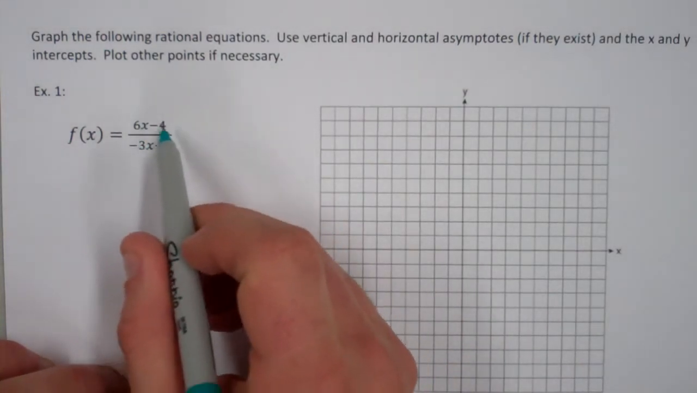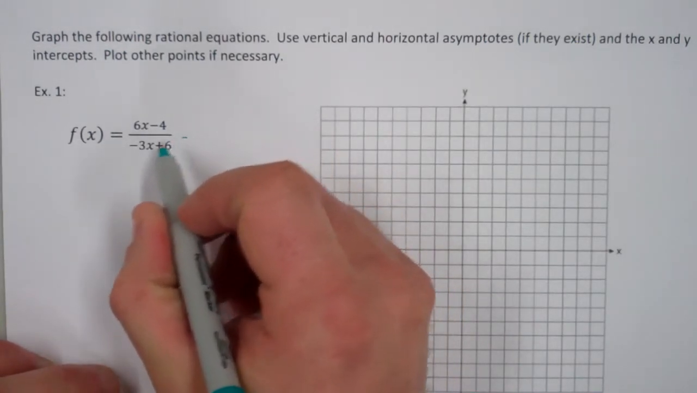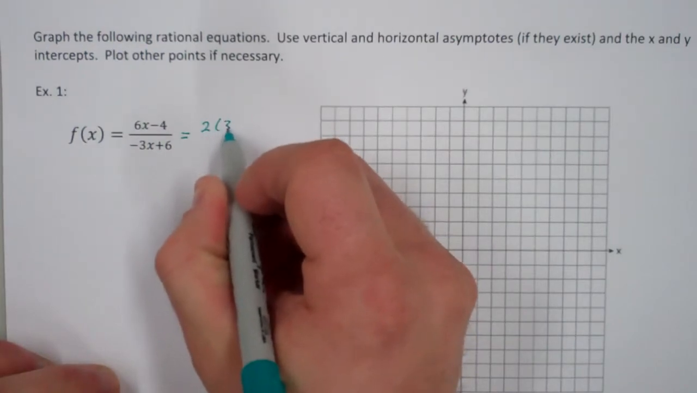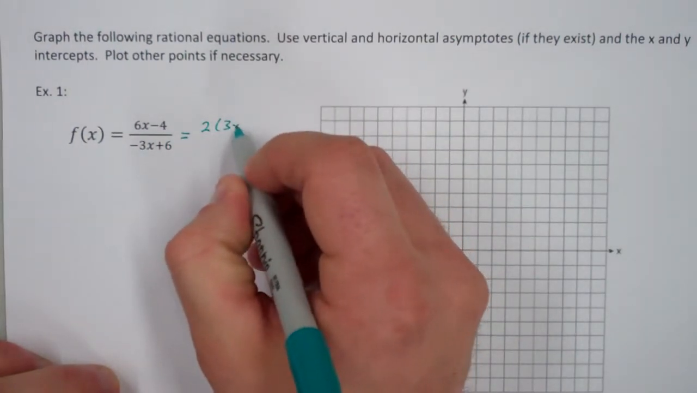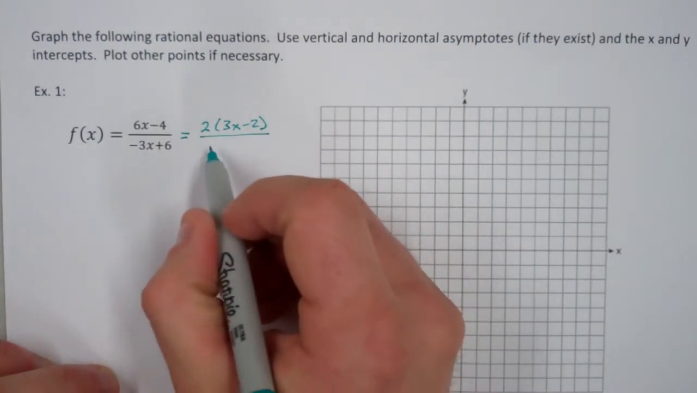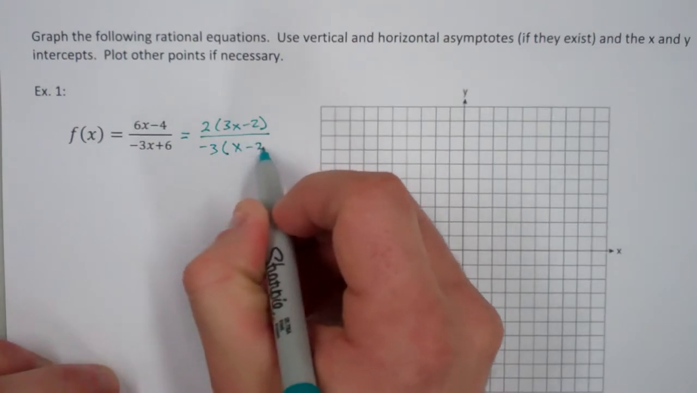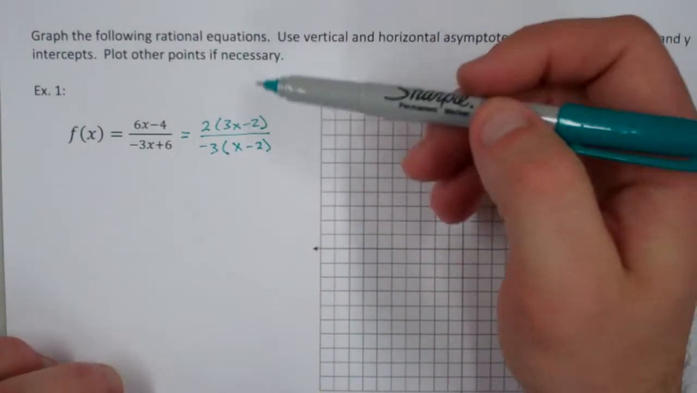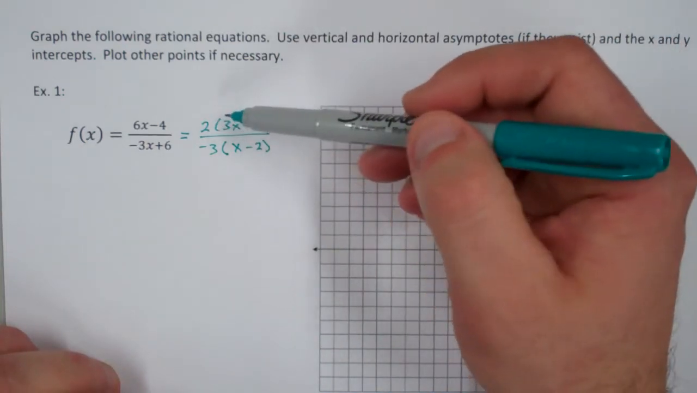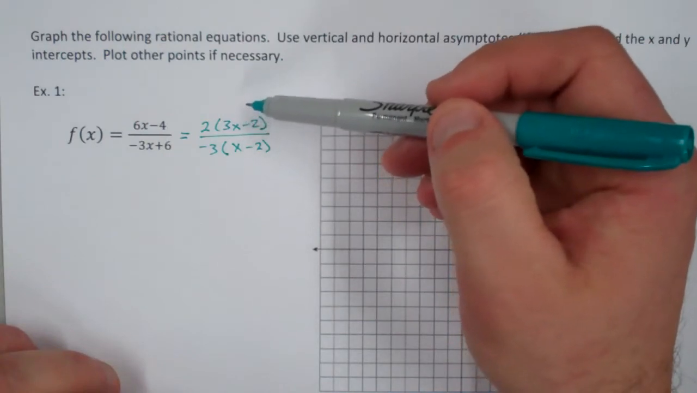What we want to do is try to factor the numerator and denominator. If I find a GCF here, that's going to be 2, then I'll have 3x minus 2, and in the denominator I can factor a negative 3 out, and I'll have x minus 2. When we do that, we take a look at the top and the bottom and see if we have exactly the same factor. If we do, that's a hole. If not, it's a vertical asymptote.